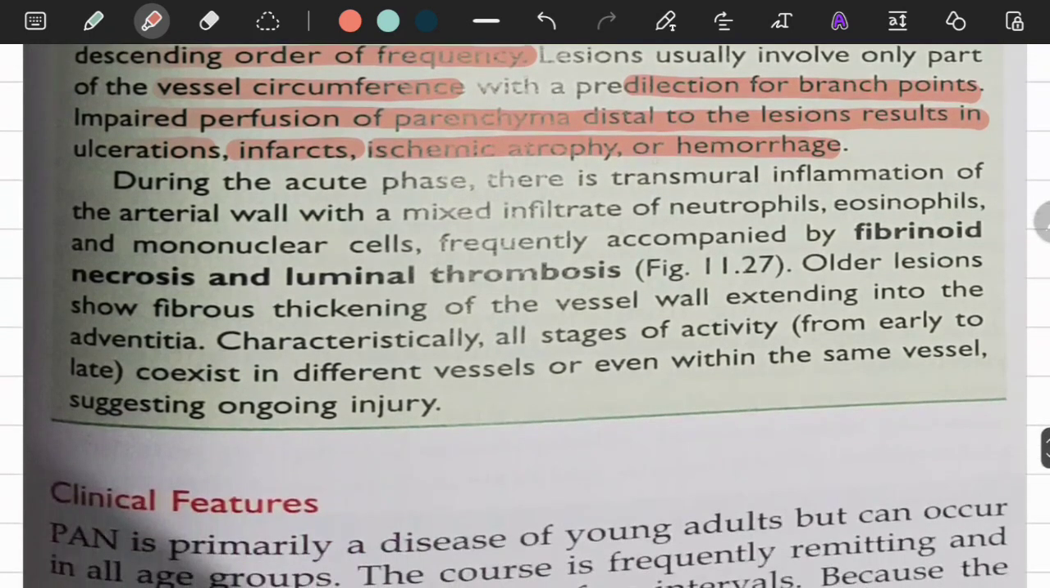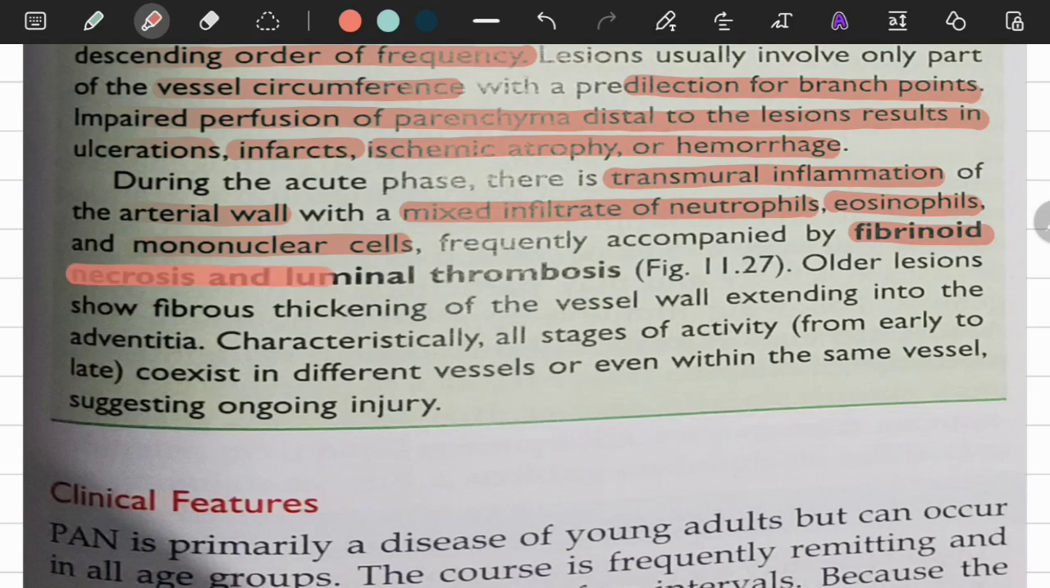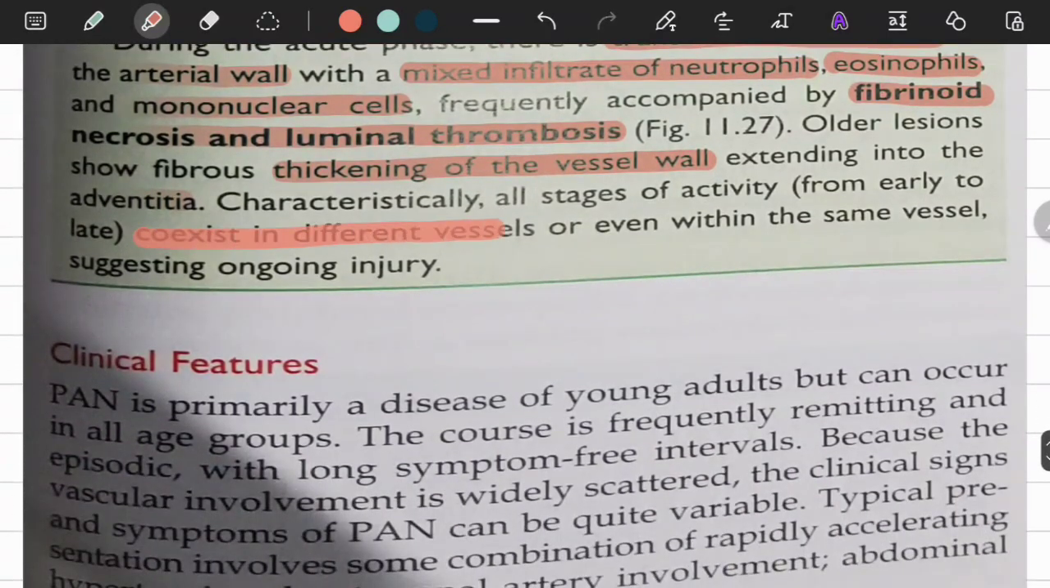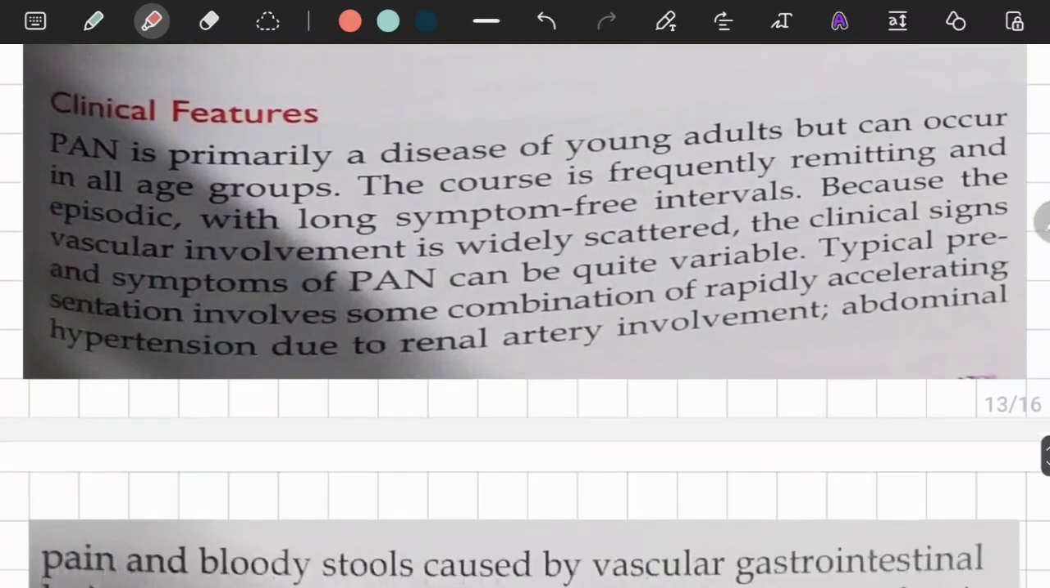During the acute phase, there is transmural inflammation of the arterial wall with a mixed infiltrate of neutrophils, eosinophils and mononuclear cells, frequently accompanied by fibrinoid necrosis and luminal thrombosis. Older lesions show fibrous thickening of the vessel wall extending into the adventitia. Characteristically, all the stages of activity from early to late coexist in different vessels or even within the same vessel, suggesting ongoing injury.